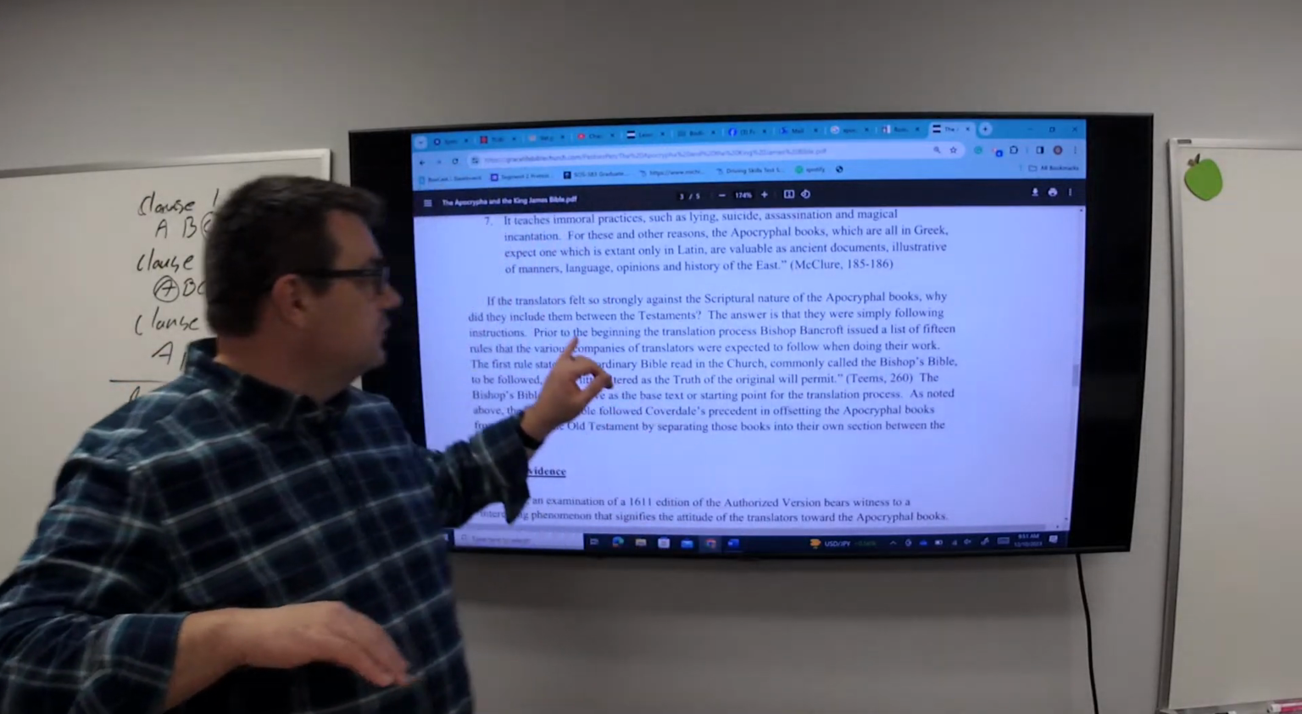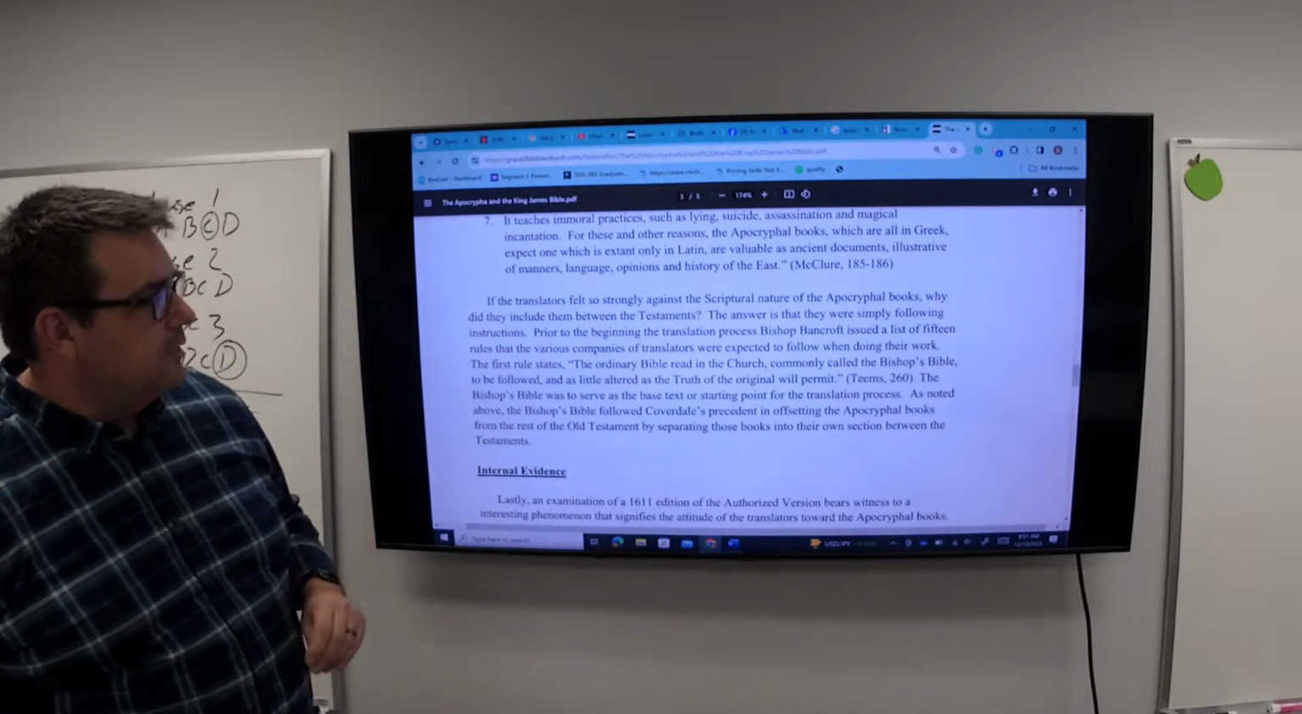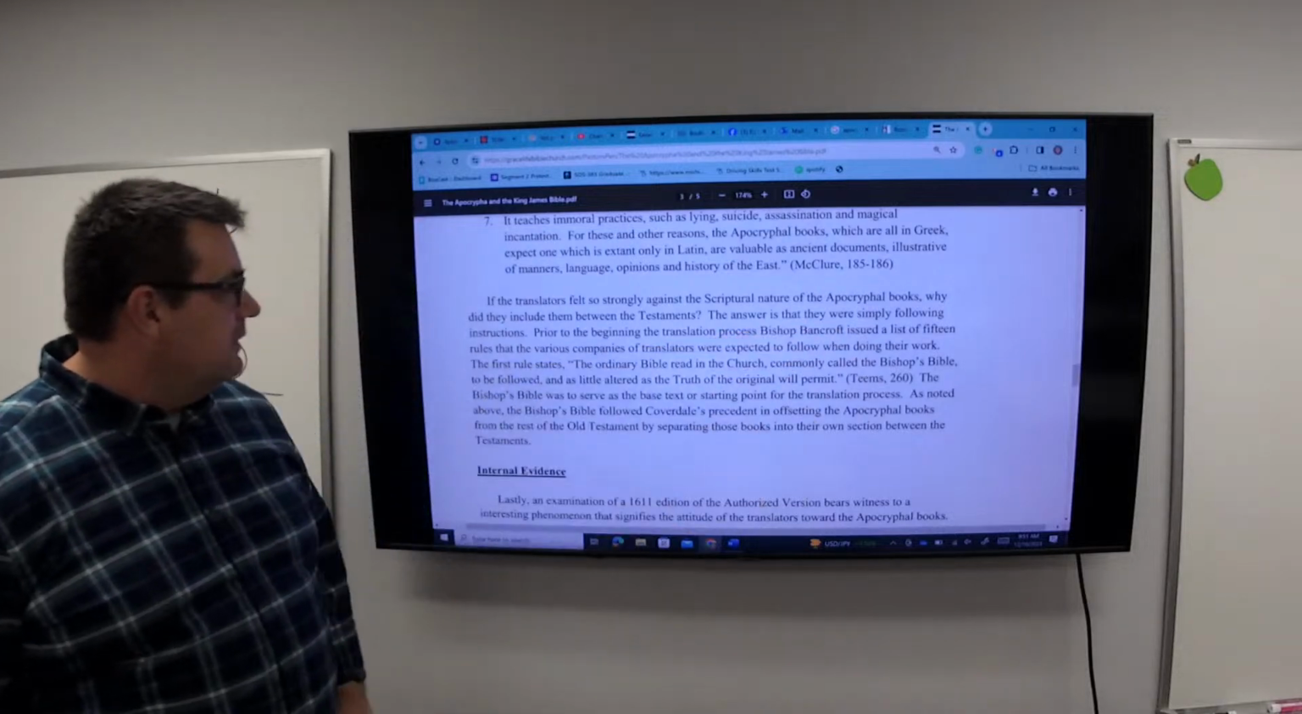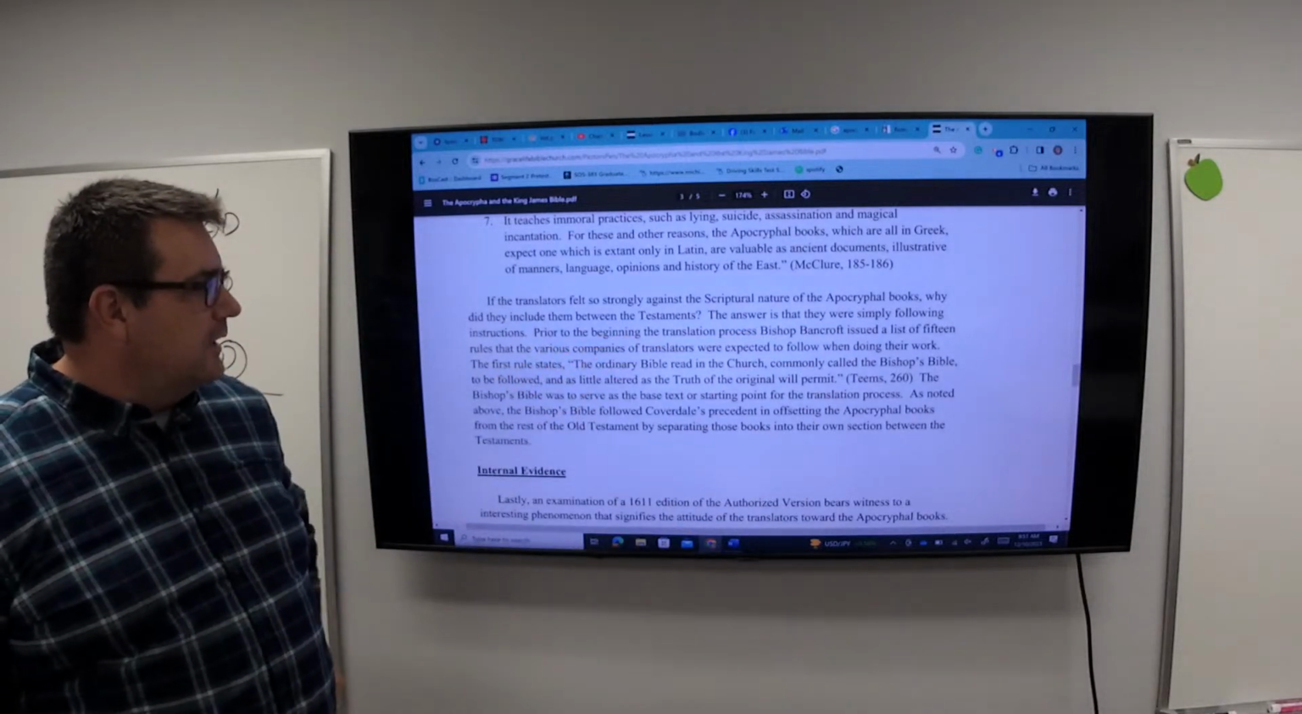The translators felt so strongly against the scriptural nature of the apocryphal books. Why did they include them between the testaments? The answer is they were simply following instructions prior to the beginning of the translation process.